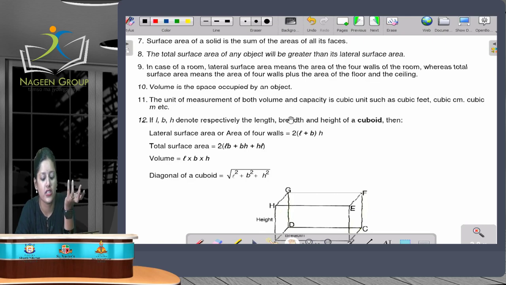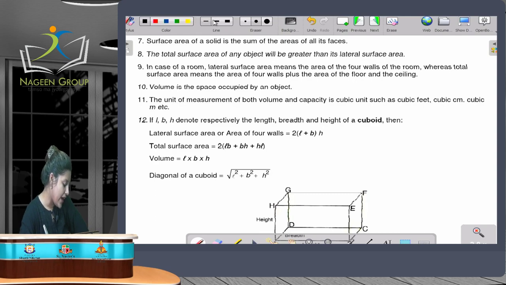So what have we understood? We have understood that of the two, total surface area is always greater than lateral surface area. We have already read it. In the case of a room, lateral surface area means the area of 4 walls of a room, whereas the total surface area means the area of 4 walls plus the area of the floor and the ceiling.